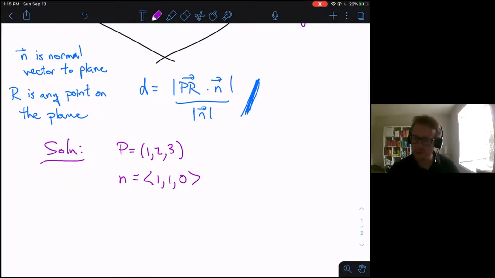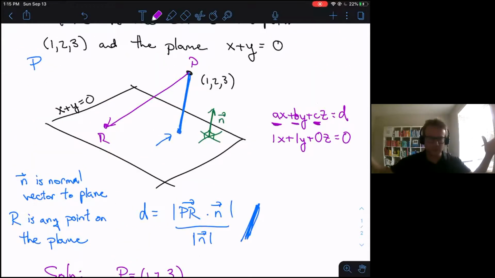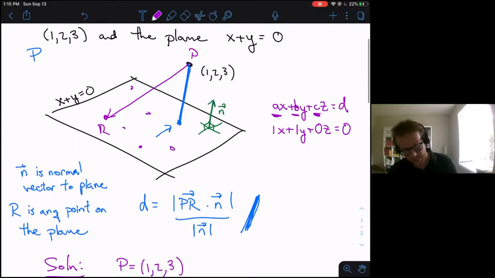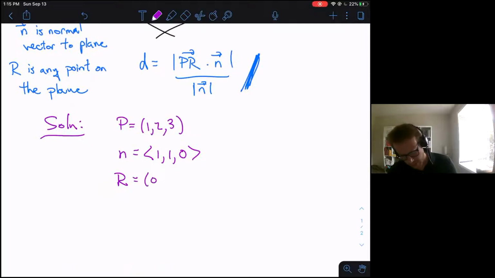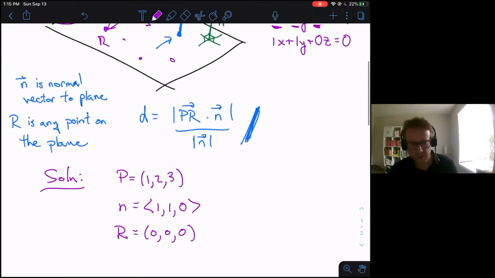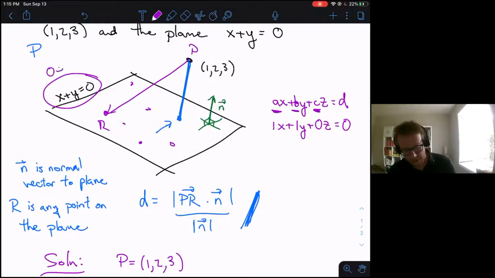The last thing we need in order to apply this formula is some R value, some point that's on the plane. There are infinitely many points on this plane, all over the place here. What's amazing is that you can choose any of them; it doesn't matter which R you choose, and this formula works just as well. Let's try maybe the easiest one to start off with. I think the easiest point is 0, 0, 0. Is 0, 0, 0 on the plane? When I plug in 0 for x and 0 for y, does 0 plus 0 equal 0? Absolutely. So this is a fine point on the plane.